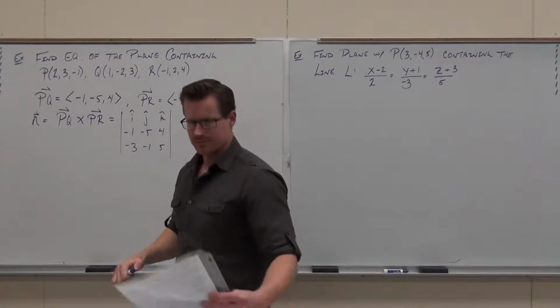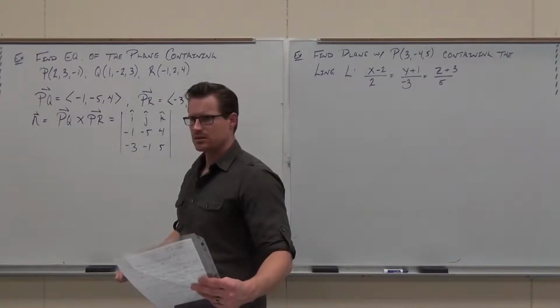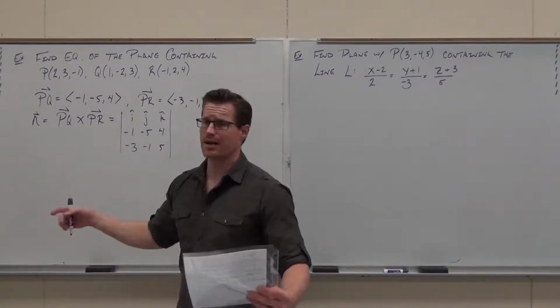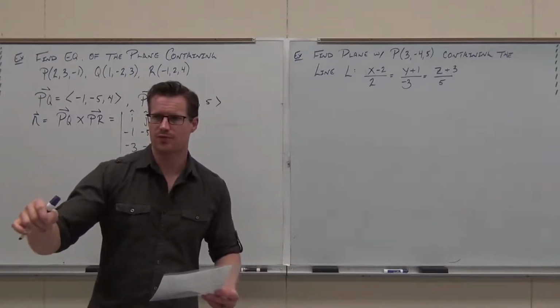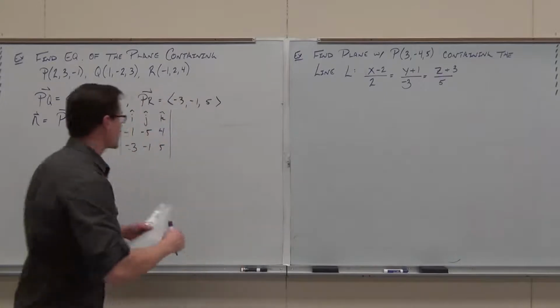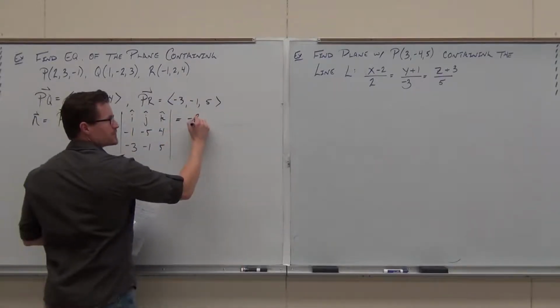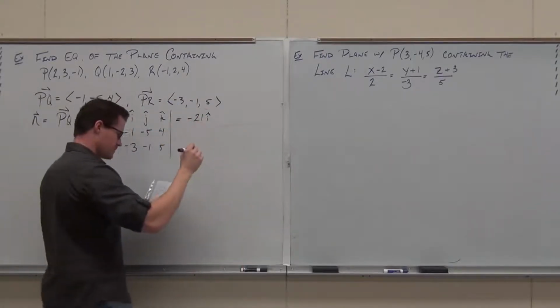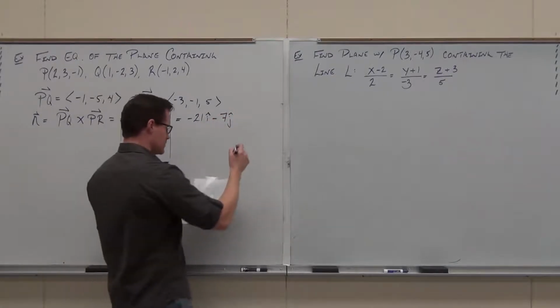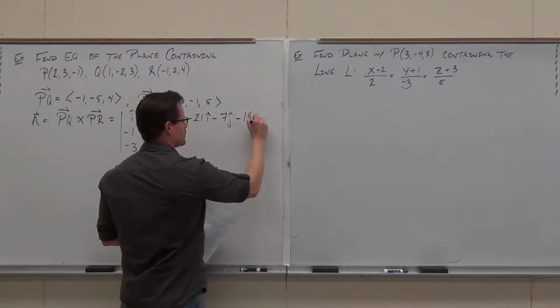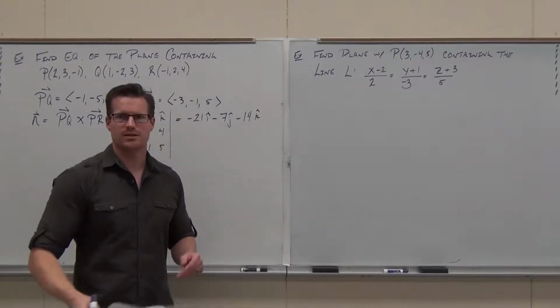So let's see, what'd you get? I'm just going to give you answers from now on. I can't afford to go through all the work over and over again. Do y'all feel comfortable finding the cross product? Okay, what I got out of this was negative 21i minus 7j minus 14k. Did you get the same thing?